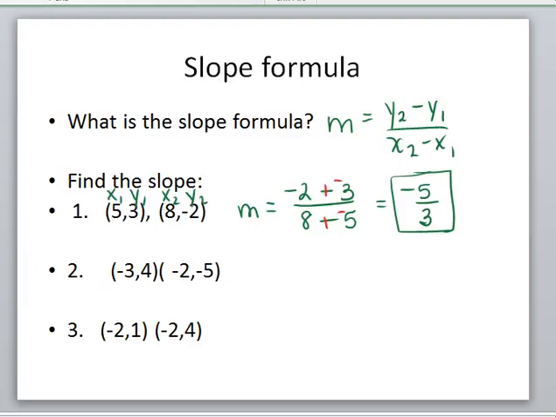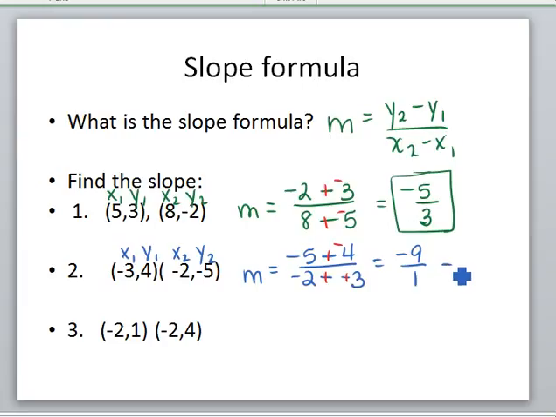The next example I have here, I will do it in blue so you can see the difference. I've got x1, y1, x2, y2. Again, always x, y coordinates. My slope is equal to my y2 value, -5, minus my y1 value of 4, over my x2 value of -2, minus my x1 value of -3. Always minus signs between them. Change my signs to plus the opposite, and I'll come up with my answer of -9 over 1. That does just mean a -9.